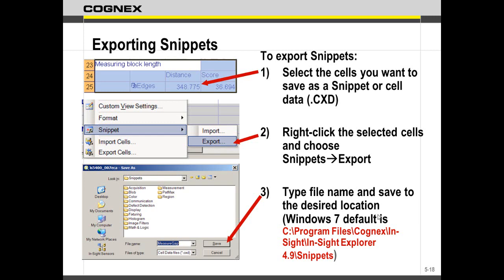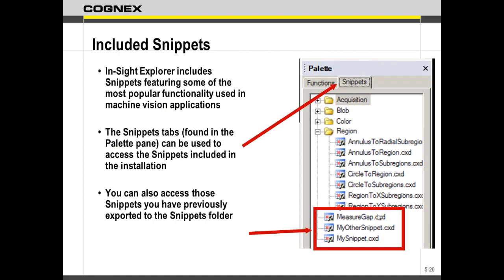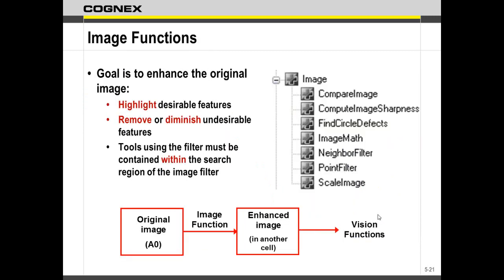Because then, when you create your new application, you can go to a cell, right-click, say snippet, import, and choose your snippets. Now, there's an easier way to import it as well. The easier way is to go to the second tab inside your palette that says snippets, look for the snippet that you want, and drag and drop it into your spreadsheet. Boom. So let's actually try this.